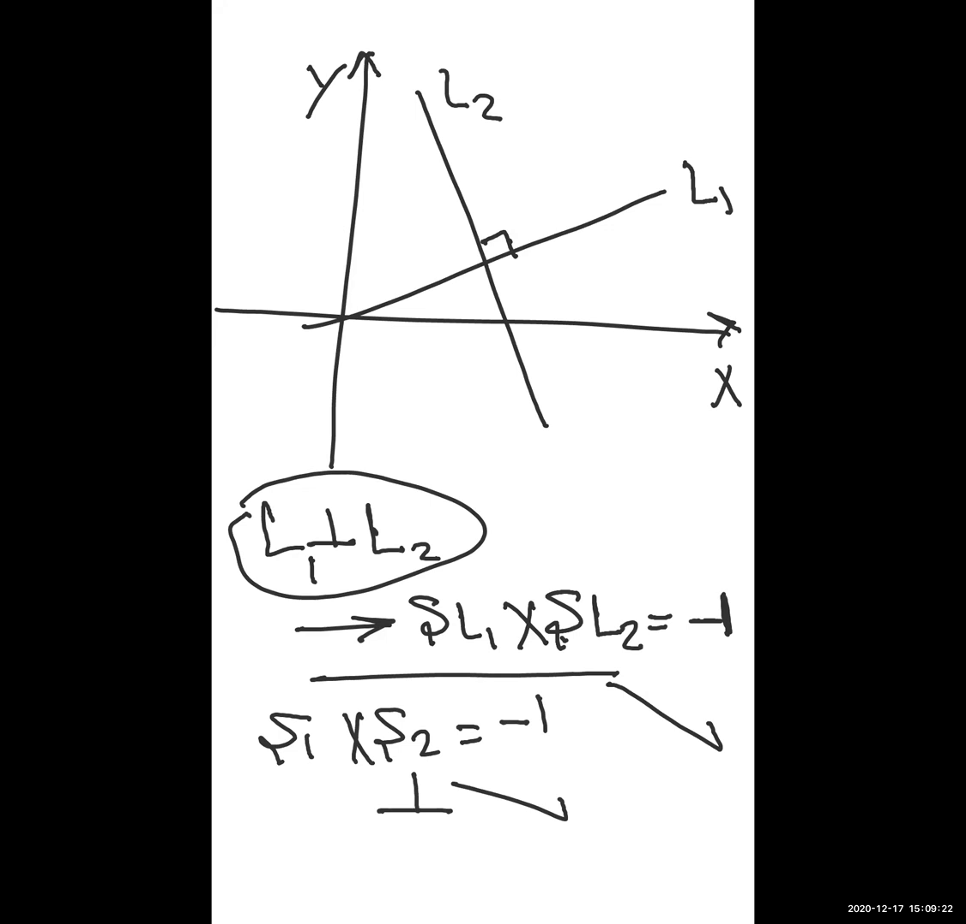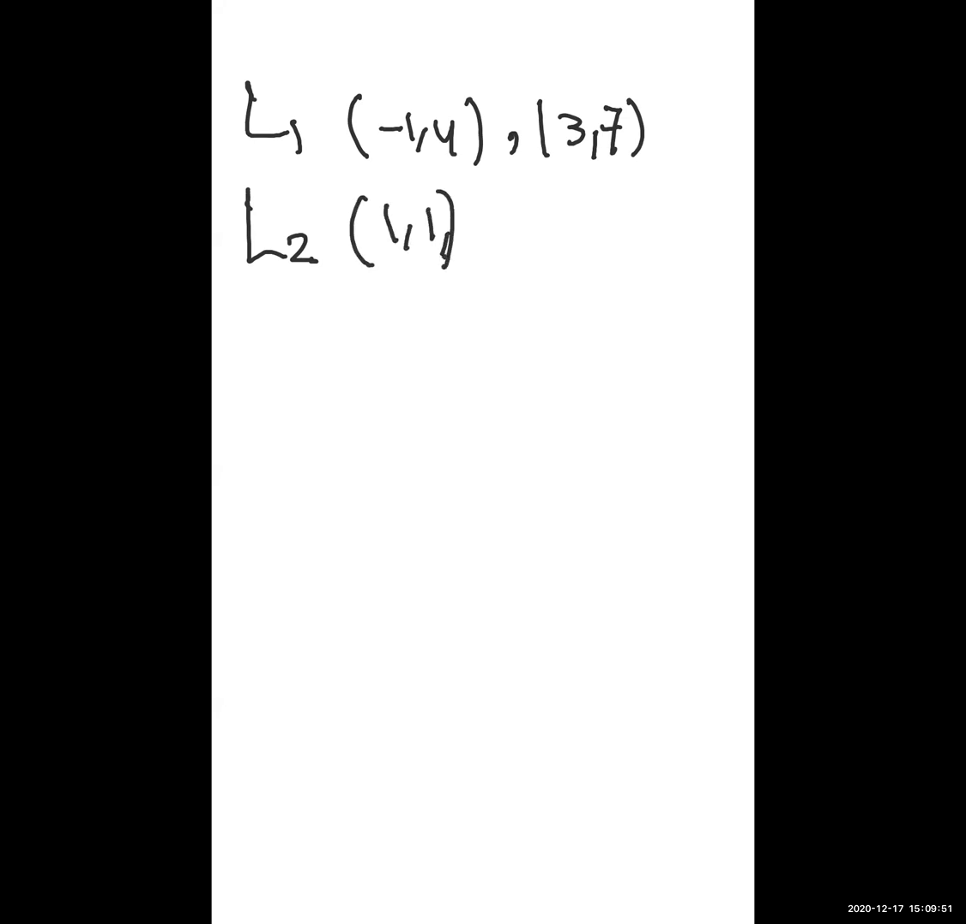Let's solve one question. Prove that the straight line L1, which passes through the 2 points (-1, 4) and (3, 7), is perpendicular to the straight line L2, which passes through the 2 points (1, 1) and (4, -3). Now it's very easy. I will get the slope for line 1 and the slope for line 2, then I will check whether the product of these two slopes equals -1 or not.